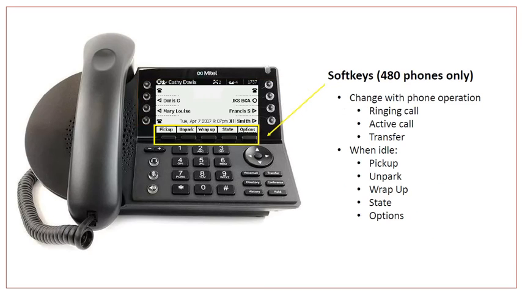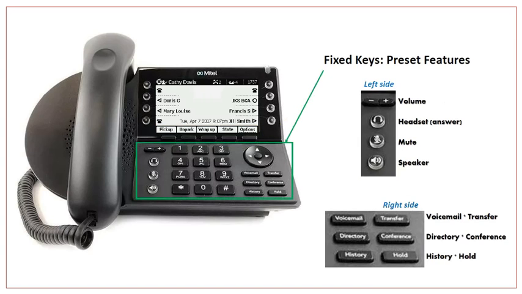The soft keys, which are only on the 480 models, change with the phone operation. So if I'm on the phone or transferring a call, or if my call is ringing into me, I'm going to have different options available on these keys. When the phone is idle, I have a pickup, an unpark, wrap up if I happen to be a member of a group, state, and options.